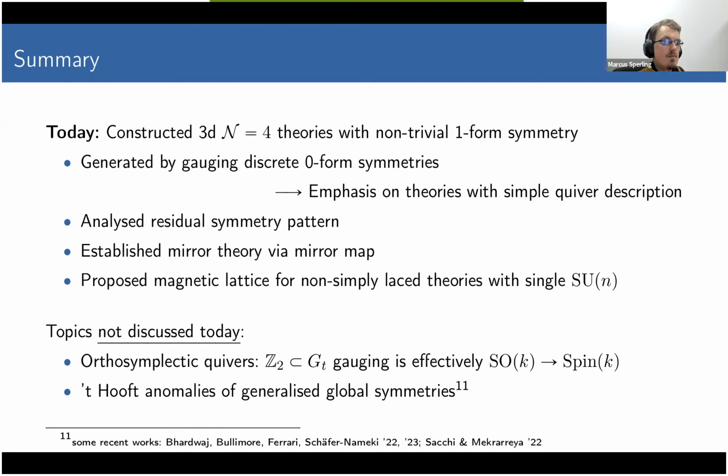But what you can do is look at the special orthogonal nodes, which do allow you to introduce a Z2. You can always gauge that Z2, which has the immediate effect that you turn the SO node into a spin node. And correspondingly on the mirror side, you do the same kind of exercise. You would split a corresponding flavor and act with a Z2. That's a thing you can do, but I didn't want to complicate things too much. And of course, for all of these generalized global symmetries, you can ask what the corresponding anomalies between them are. That's something that various people in the audience have worked on, so I didn't include it too much.